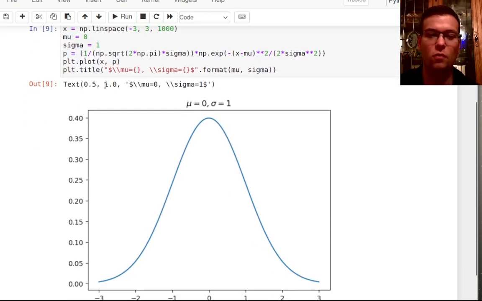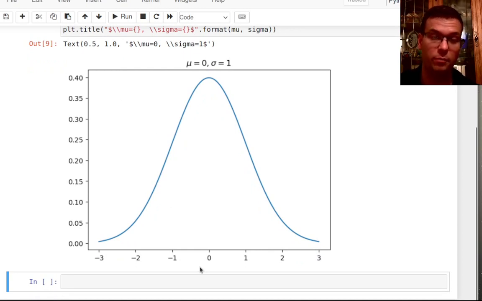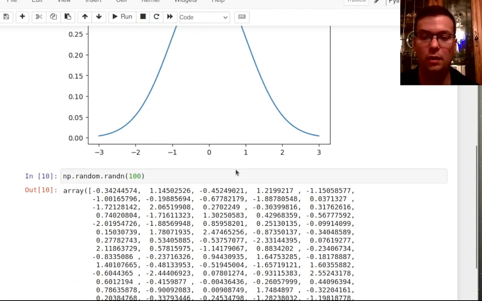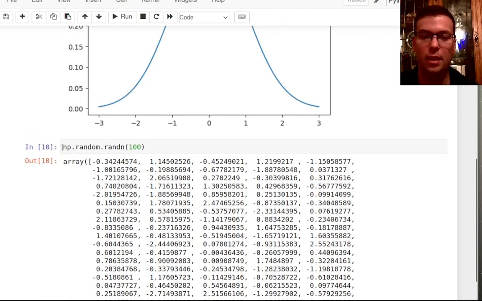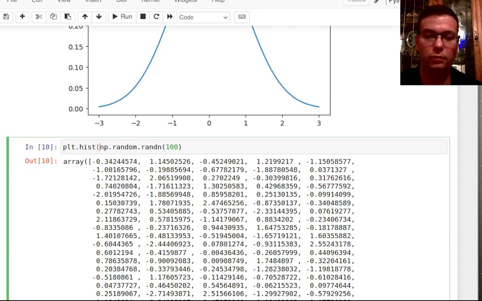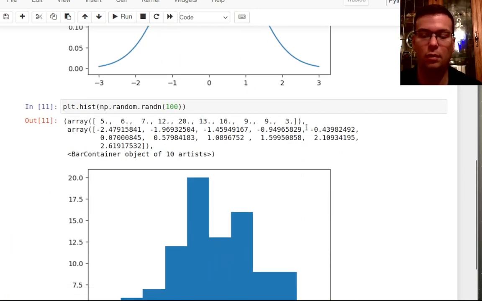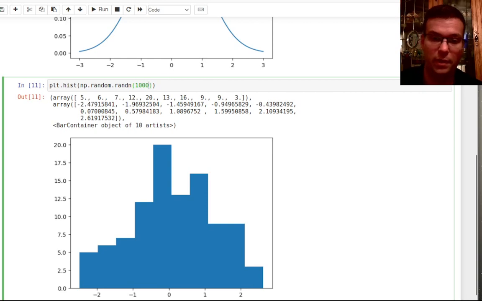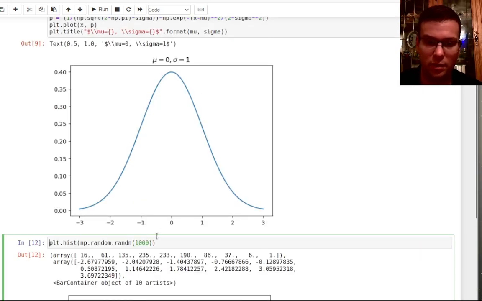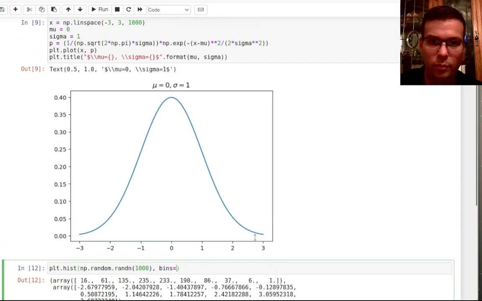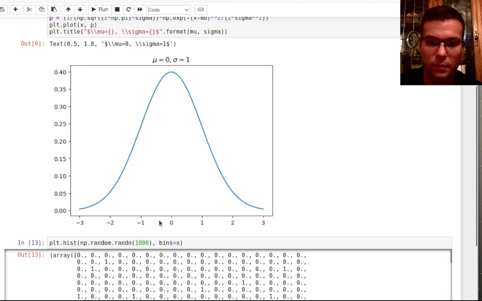NumPy and Torch both have a method called randn. If I look at this in NumPy, if I say np.random.randn, let's draw 100 numbers. This is going to give me a bunch of numbers. And if I look at a histogram of those numbers, let me take even more, like 1,000. Let me make the bins the same as what x was here. Actually, I better take a lot more samples.